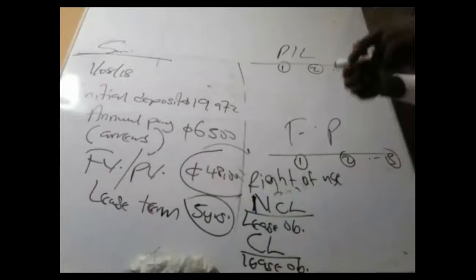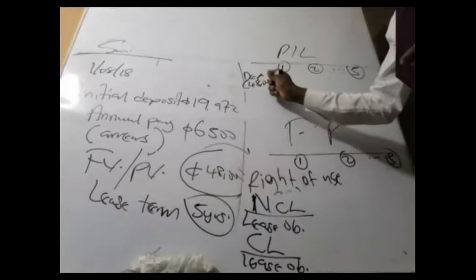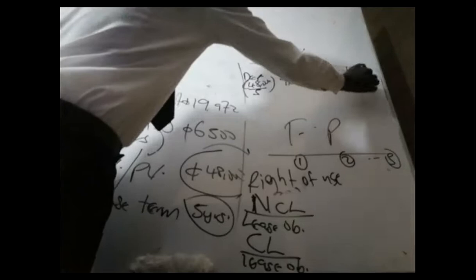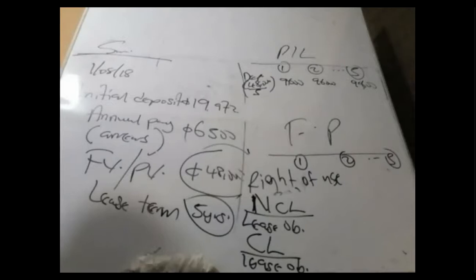So that is it. Now let me see how best I can do the calculation. Depreciation, 48,000 over 5. If my calculator is correct, 48 over 5 is 9,600. So from year 1 up to the final year, there must be 9,600 correctly recorded. That's the first.